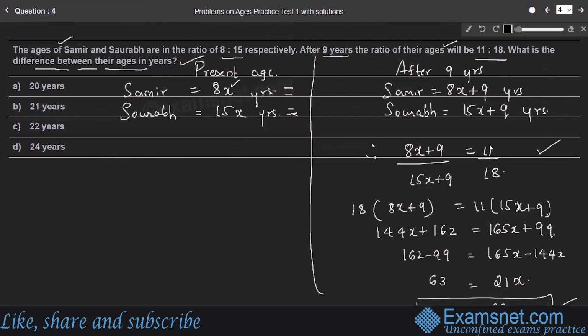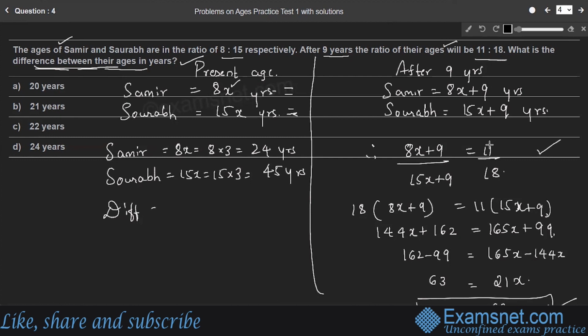We need their present age. Therefore, Samir's age is 8x, so 8 into 3. He is 24 years old, whereas Saurabh is 15x years old, that is 15 into 3, 45 years old. The question is the difference between their ages. So the difference is 45 minus 24, which is 21. So the difference in their ages is 21 years. Therefore, option B is the right answer.